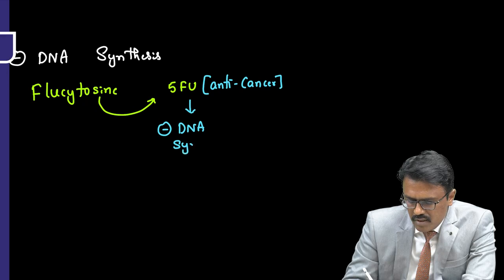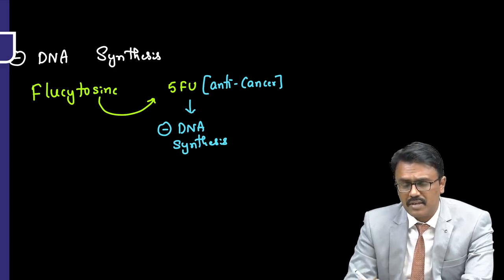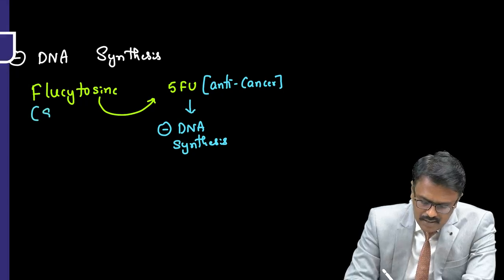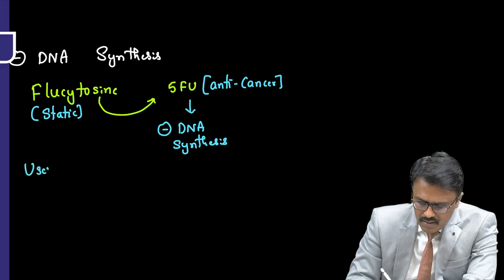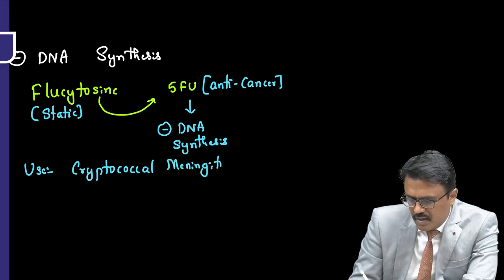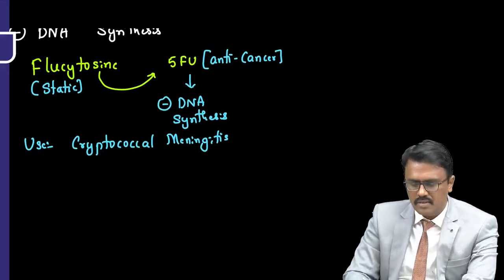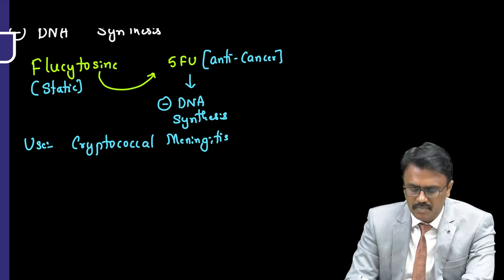Now flucytosine is not converted into 5-fluorouracil in human cells. That's why the normal human cells are not affected. Only the fungal cells are affected. And this is a fungistatic drug. Now where do you majorly use this? It is majorly used in managing cryptococcal meningitis, along with amphotericin B.